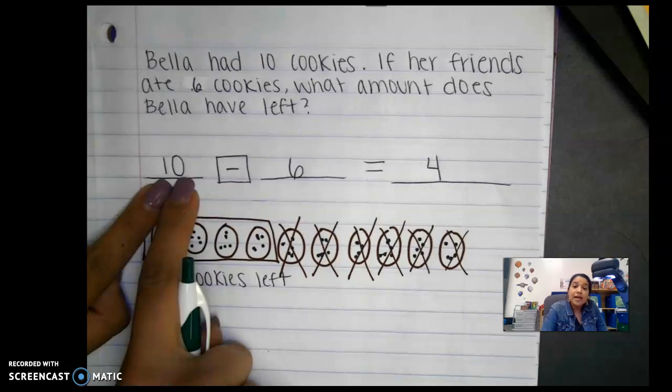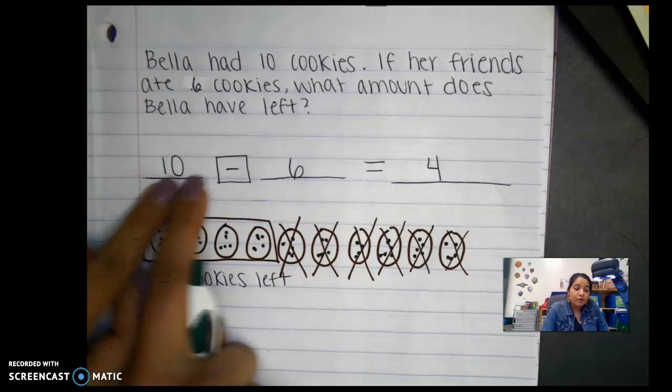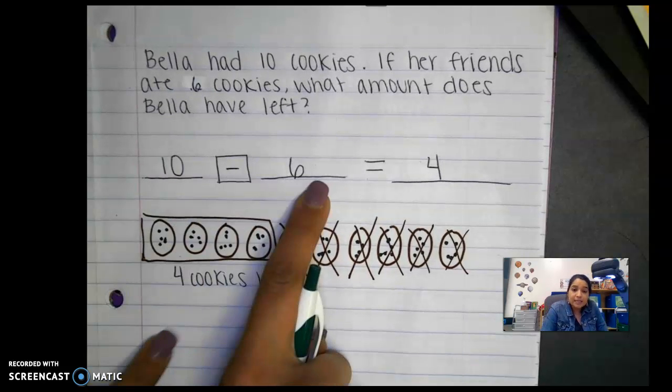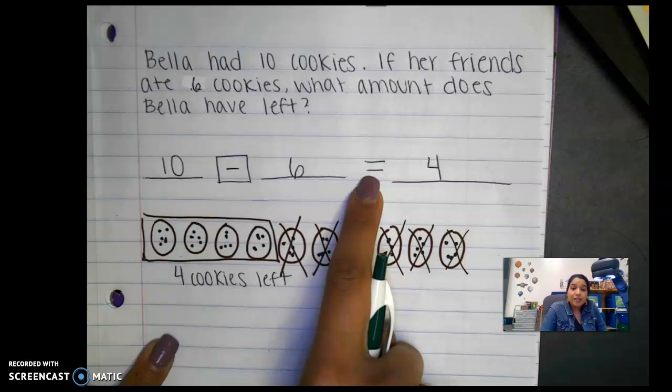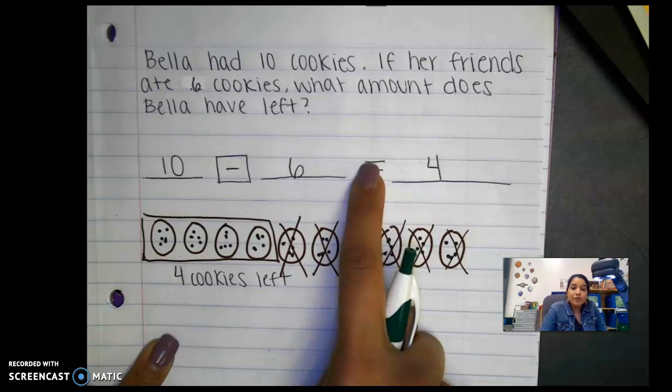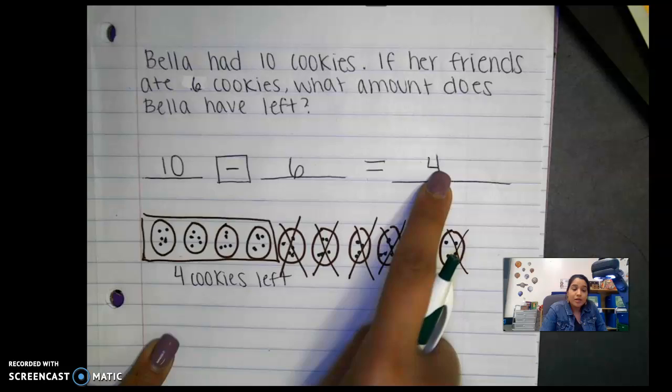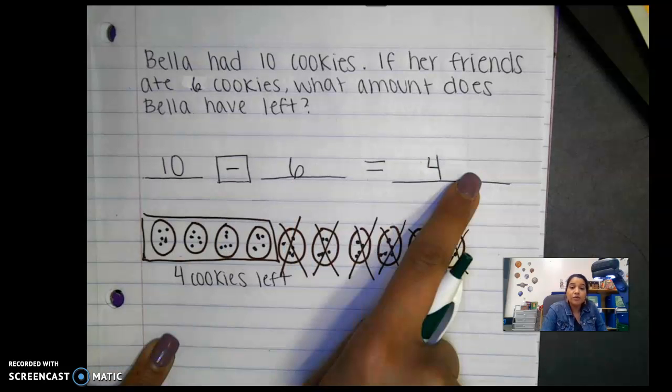So now we created a number sentence with our drawing. So we said Bella has 10 cookies and her friends ate 6, meaning that we subtracted, we took away. And then she had 4 left, so it equals 4. So 10 minus 6 equals 4.